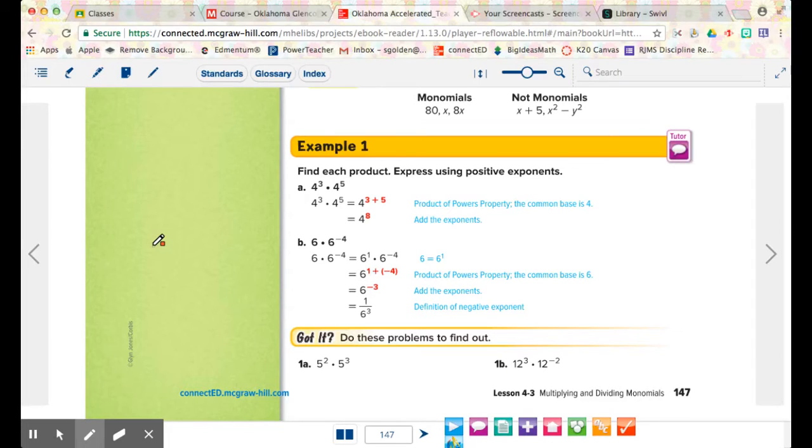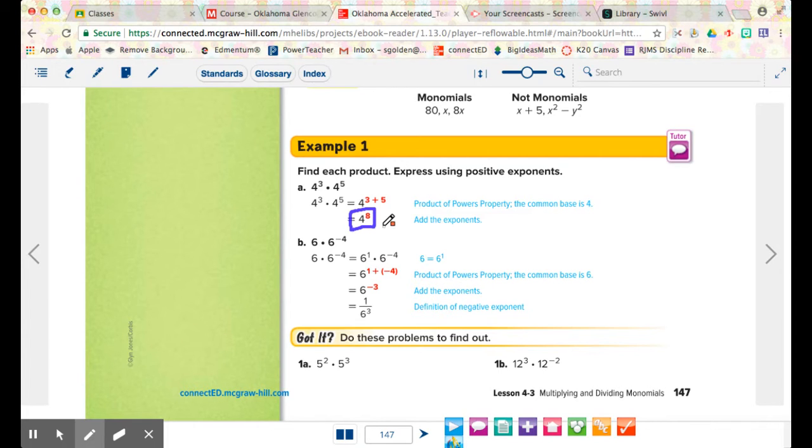Now, looking at example 1, it says find each product expressed using positive exponents. On this first one, it's 4 to the 3rd power times 4 to the 5th power. Since they are the same base of 4 and they're being multiplied, we can keep the 4 and add the exponents, 3 plus 5. 3 plus 5 is 8, so that would be 4 to the 8th power. If they wanted us to actually solve it, we could.